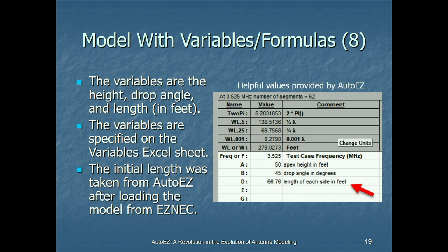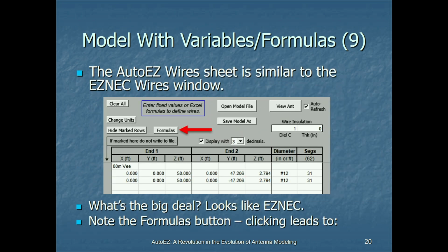And again, my pointer here doesn't work. But the A variable is 50 feet above ground. The B variable is that 45-degree drop angle. And the D variable is the 66.7-foot side length, which came from EZNet. So if we look at the AutoEZ wires sheet, notice it looks pretty much identical to EZNet, right? We have 2 wires, each one has the same end, and then they have different y-direction dimensions.